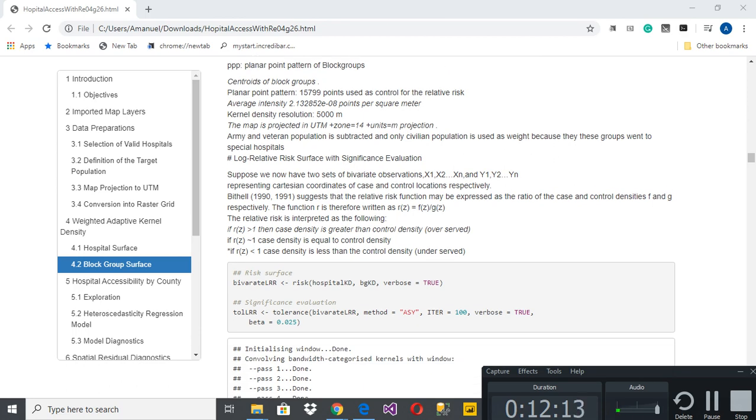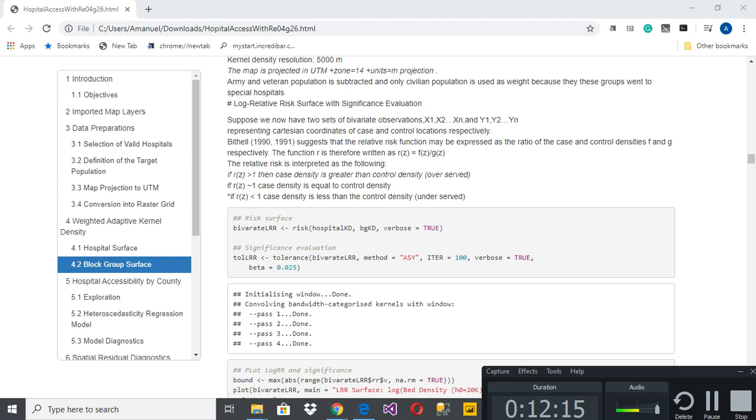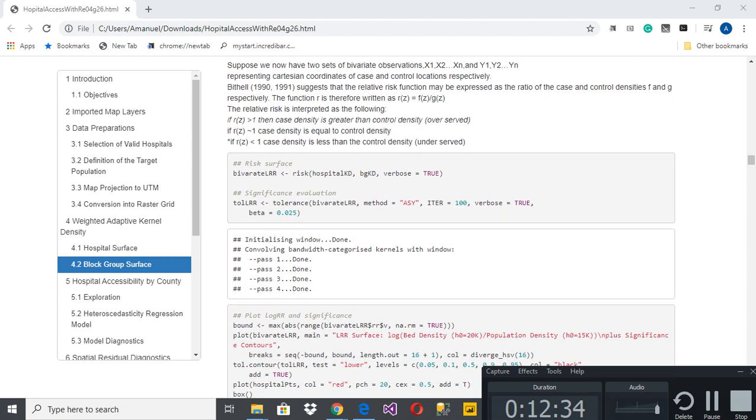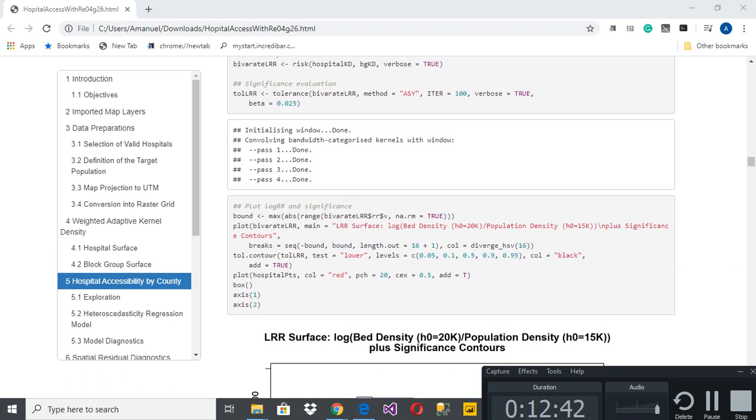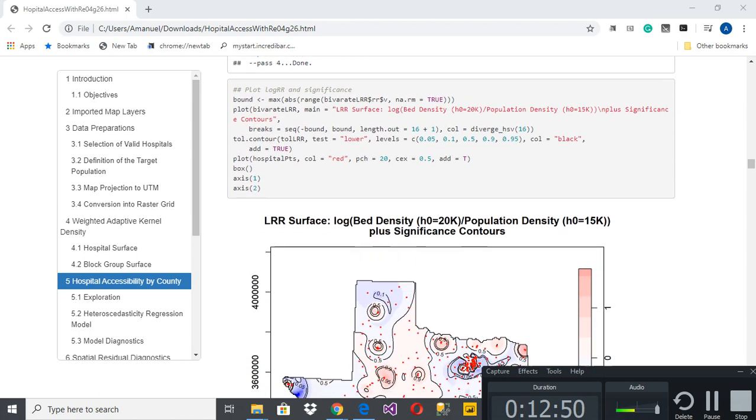So the interpretation is, if it's greater than 1, then the case density is greater than the control, so the area is overserved. If it's less than 1, then the area is underserved. If it's 1, case density is equal to control density. So using this formula, I calculate the bivariate risk and calculate the tolerance, which is an asymptotic p-value method.